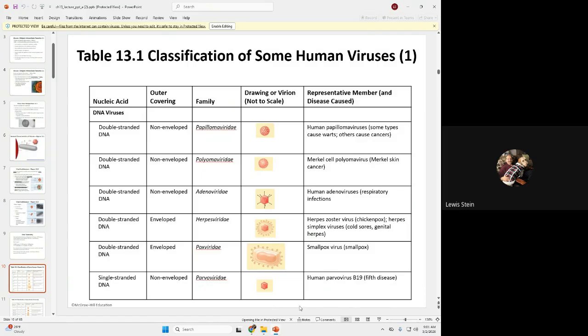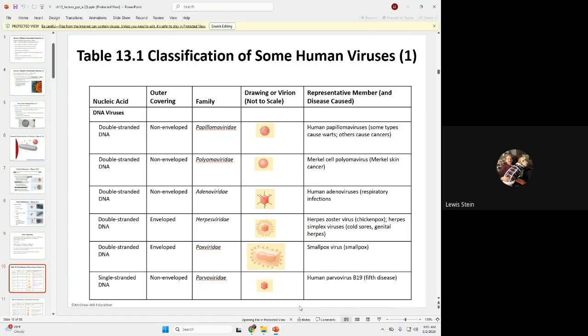Is it DNA or RNA? These are, again, classifications of human viruses. They're now calling them human viruses as opposed to animal viruses, specifically the ones that affect us. For the genome, we're going to do DNA first, then RNA. Are they enveloped or naked? Because that's a big deal about how difficult they are to control in our environment. Again, the naked ones are much more difficult to deal with.